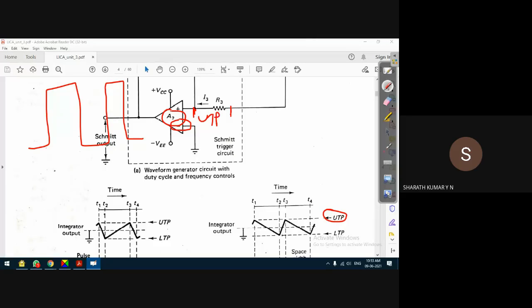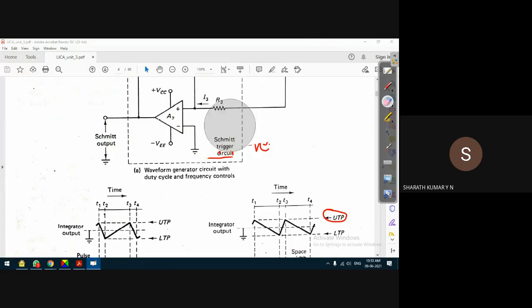For the time being, you assume, because we'll discuss the symmetrical circuit in a little detail anyway, that UTP is the positive voltage level which triggers the circuit when the input voltage reaches UTP. LTP is the negative voltage level which triggers the symmetrical circuit whenever the input voltage reaches the negative level, called the lower triggering point, LTP level.